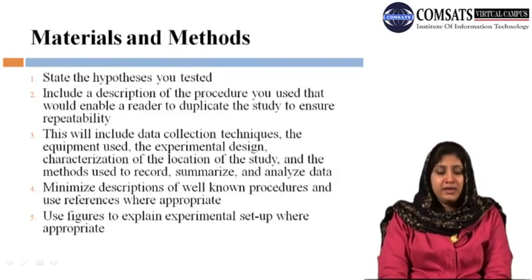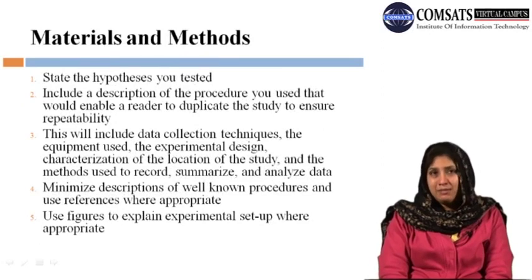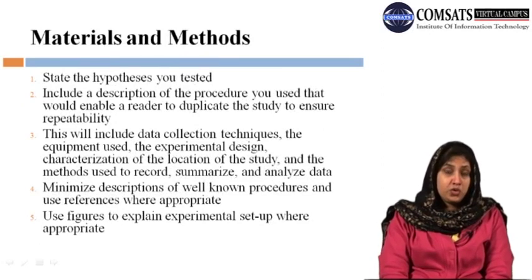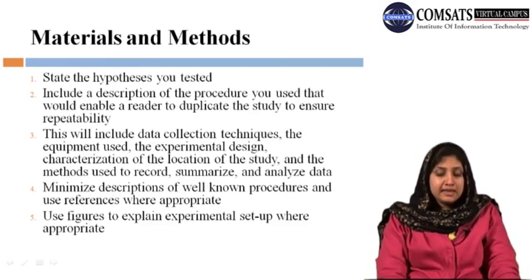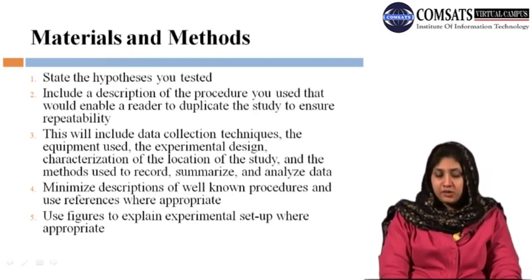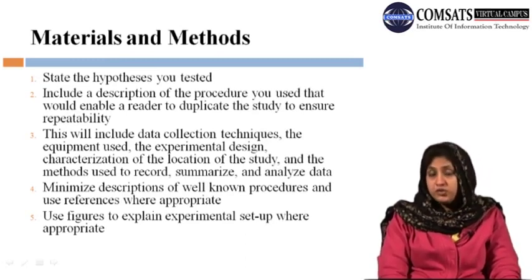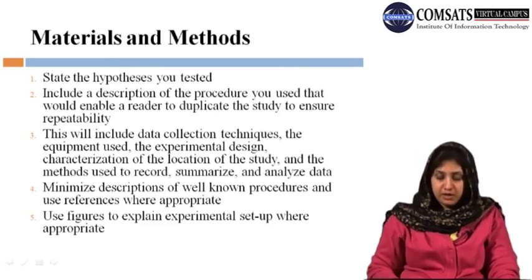Now, in the material and method section, state the hypothesis you tested and include a description of the procedure you used that would enable a reader to duplicate the study to ensure repeatability. This will include data collection techniques, the equipment used, the experimental design, characterization of the location of the study, and the methods used to record, summarize, and analyze data. Minimize descriptions of well-known procedures and use references where appropriate to authenticate and avoid plagiarism. Use figures to explain experimental setup where appropriate.